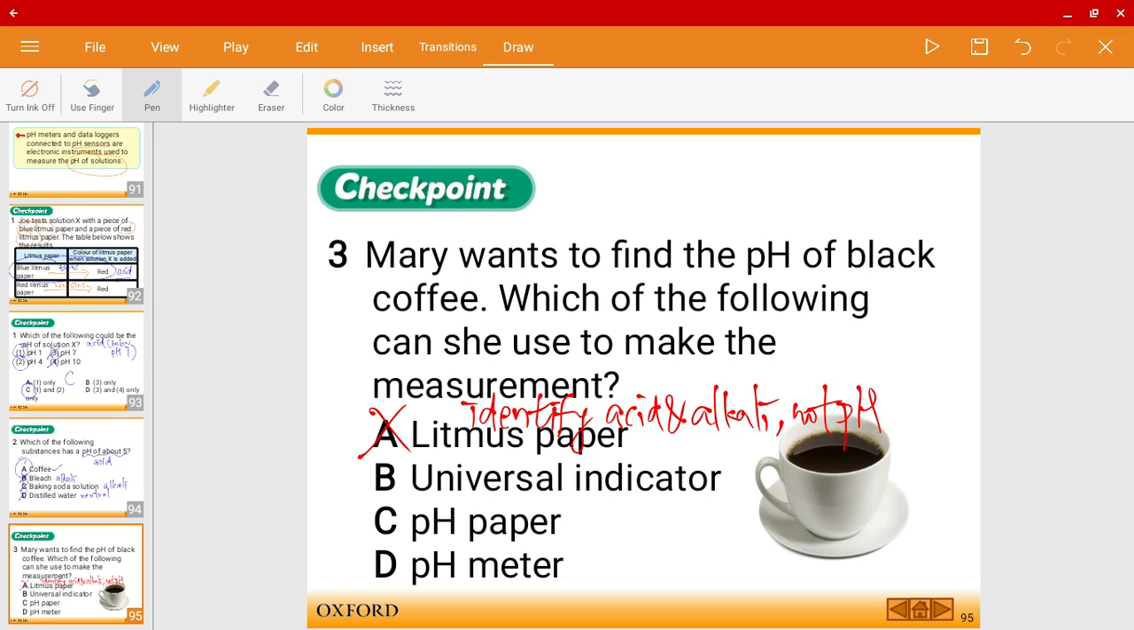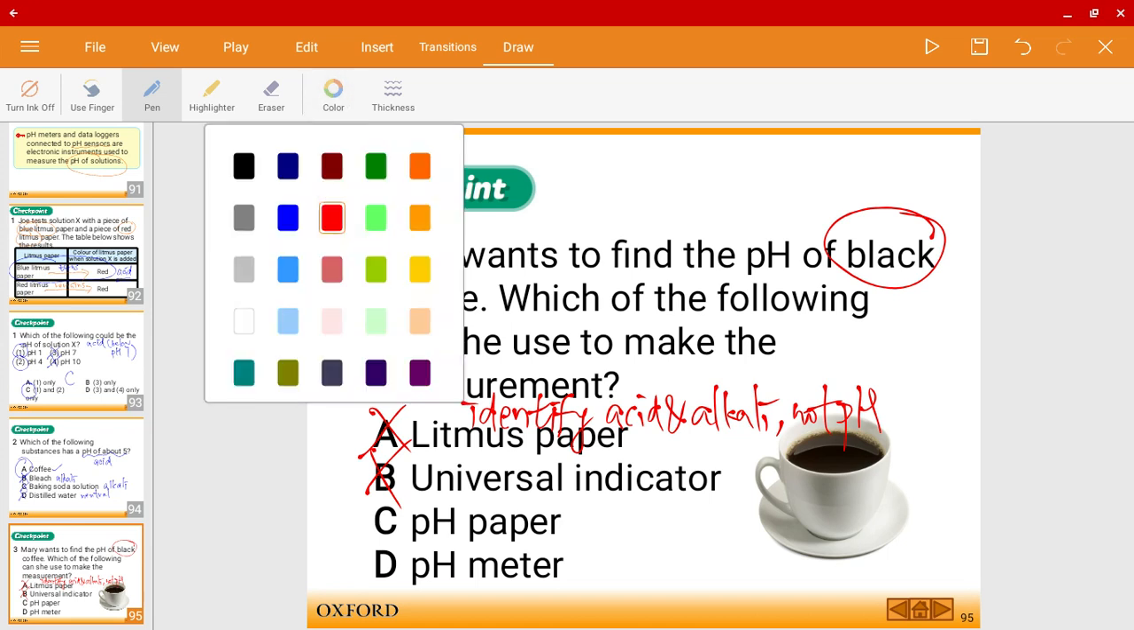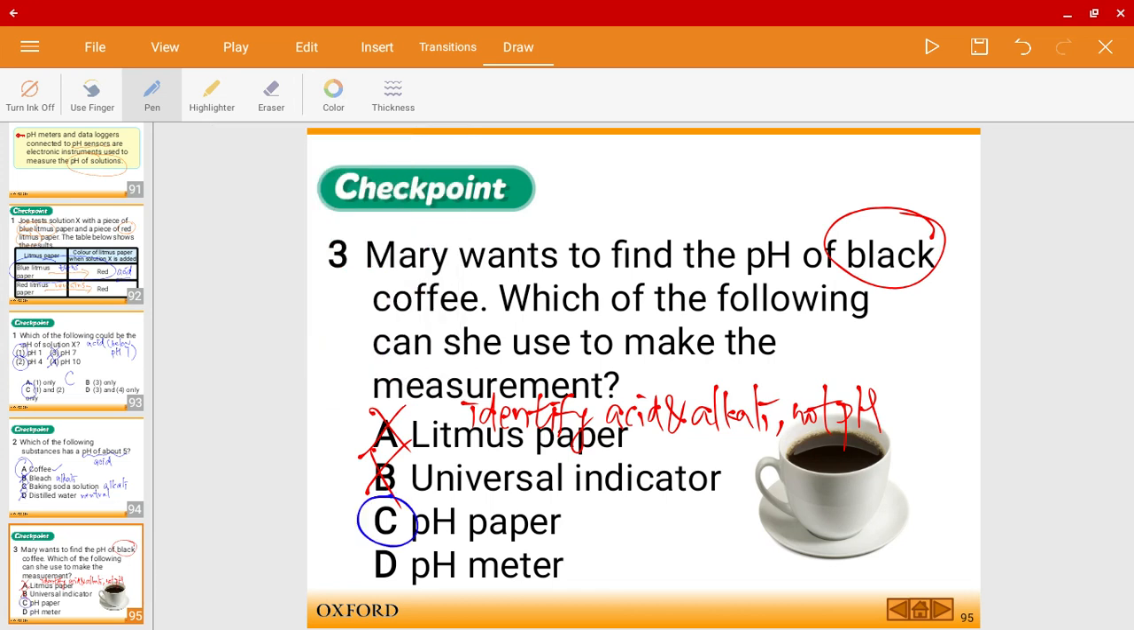Can we use a universal indicator? Not really, because it's black coffee. Remember I said you cannot use universal indicator for dark colored solutions? That's the reason. It's black. Let's see option C. Can we use pH paper? Yes, we can. Why not? Let me not put a circle yet. Let's read option D. Option D is pH meter. Can we use a pH meter? Technically, yes, but let's look at the picture over here. Is this enough? Remember, we need a lot more. We needed more solution to use a pH meter, so this might not be enough. Not enough to use a pH meter. So instead, the best would be to use a pH paper.